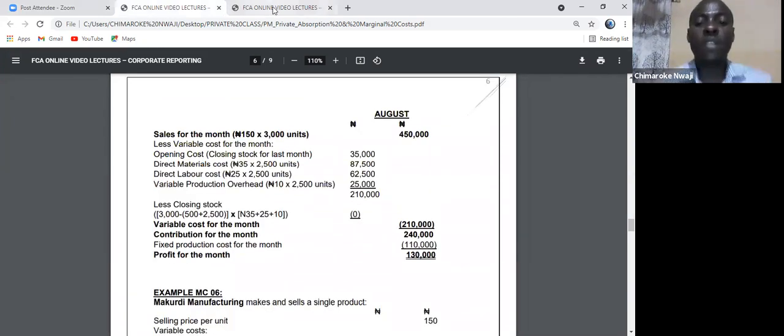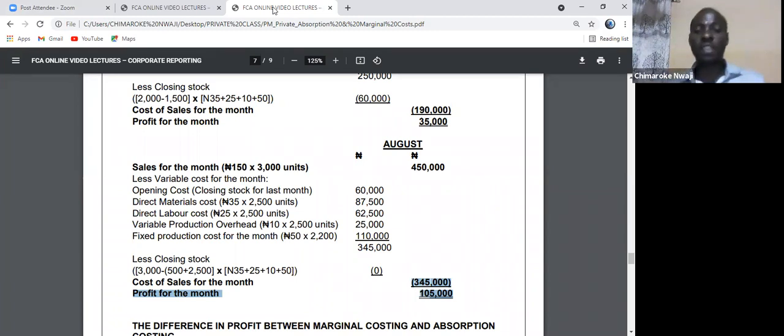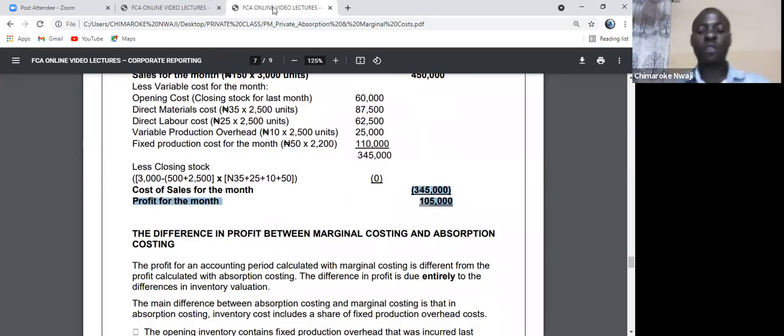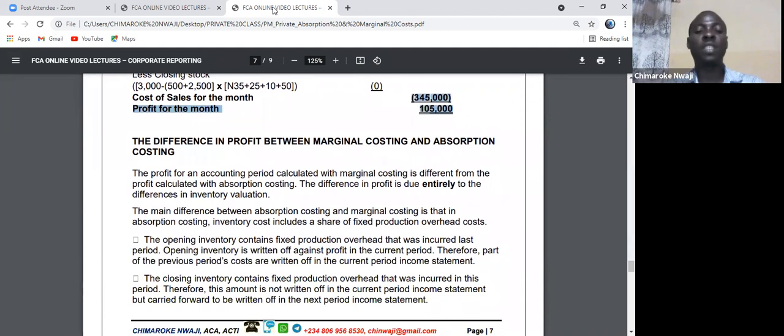Now, what went wrong? What is the difference? Because here we used everything in production, everything they gave us, we used it in the two of them. Every figure was the same, but we got different profit. What could be the problem? The difference in profit between marginal costing and absorption costing is due to how inventory is valued.